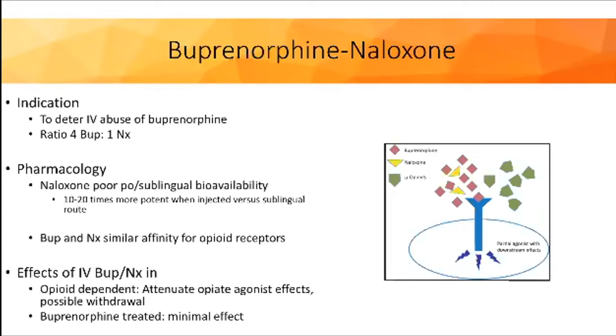With that being said, this slide is focusing specifically on the combo products, so buprenorphine-naloxone. The idea of it was to deter intravenous use of buprenorphine. So if the film or tabs of buprenorphine are crushed, it activates the naloxone and deactivates the effects of buprenorphine. Pharmacologically, as we were saying before, the naloxone has poor GI availability since it's absorbed sublingually. And then buprenorphine and naloxone have similar affinity for opioid receptors.